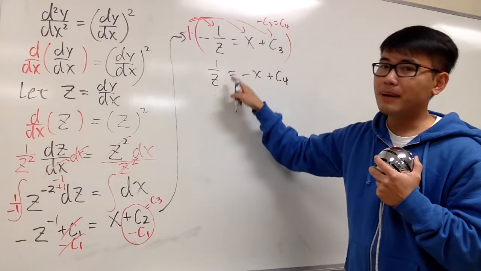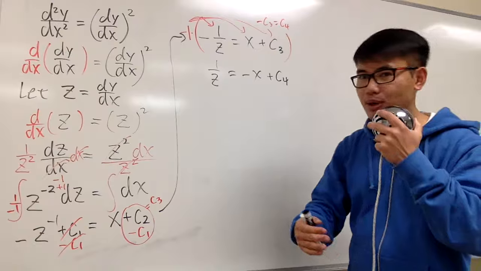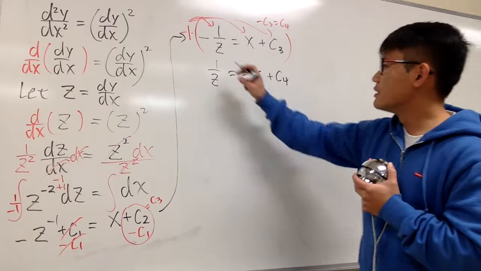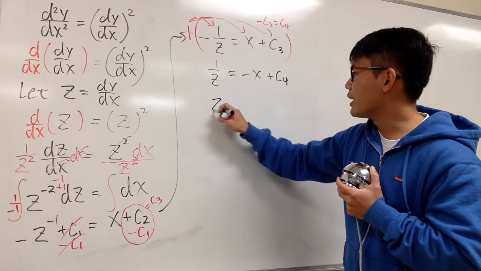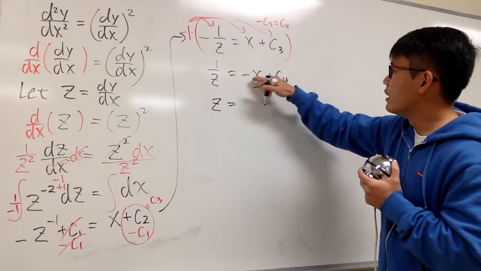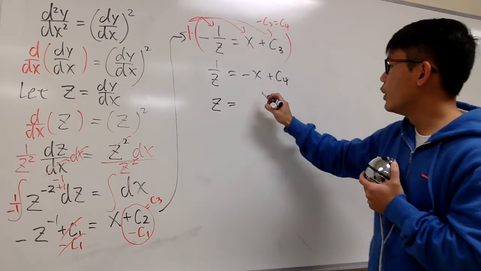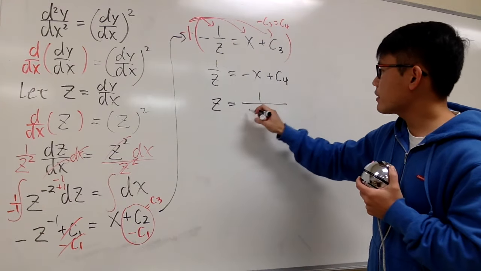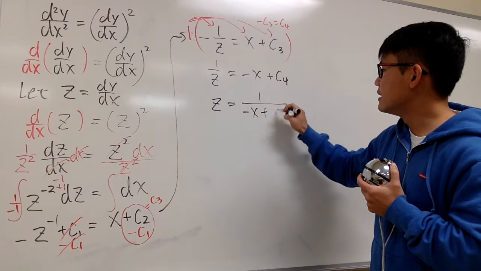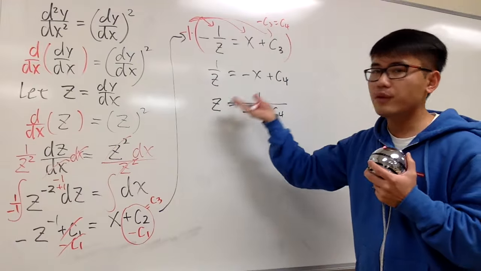Next, I want to get z by itself. This is 1 over z, right? So I just have to do the reciprocal, the upside down, right? So I will do that. We will have z right here, and this is by itself. And this is technically -x plus c4 over 1, and just do the reciprocal. We will have 1 over -x plus c4. And then we are done in terms of solving for the z, right?